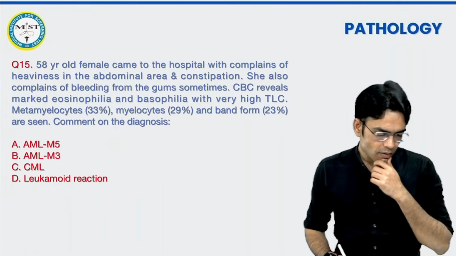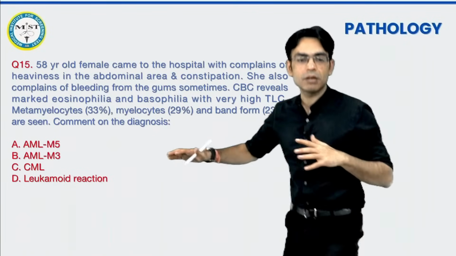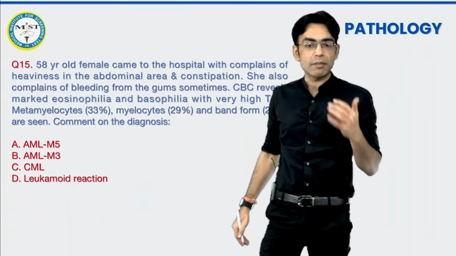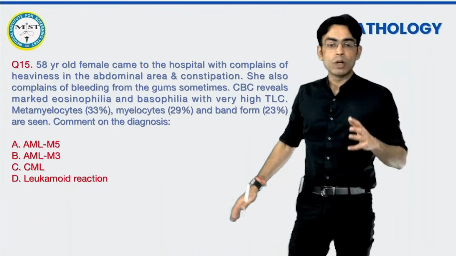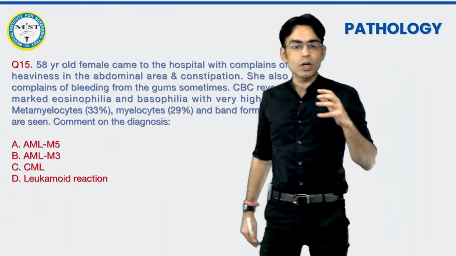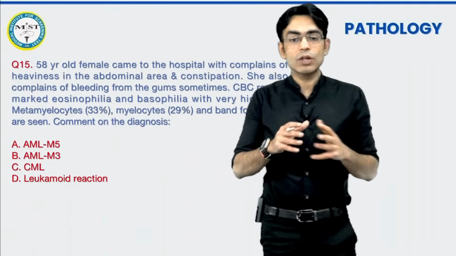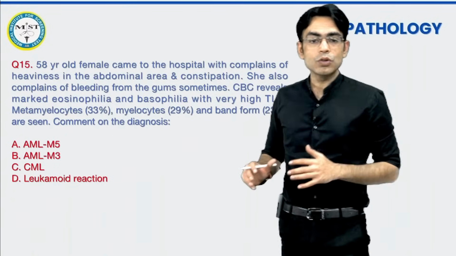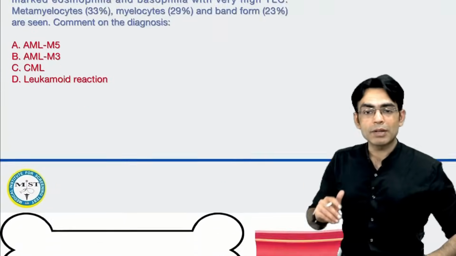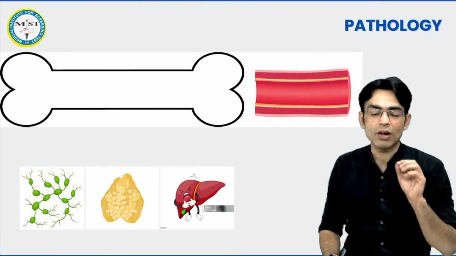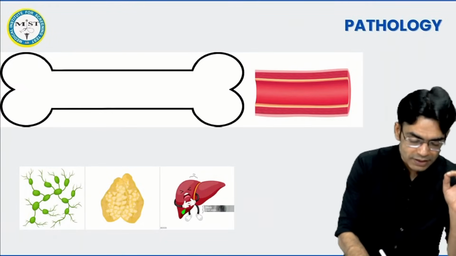Okay, so this is all over the place. Some people are saying AML M5, some people are saying CML, some saying AML M3. Look, just by looking at the options, you understand that we are talking about something where it's a leukemia kind of a problem, right? Now, leukemia happens in two ways. Just to understand when we say it's a chronic leukemia and an acute leukemia, I will explain it in a very simple way.